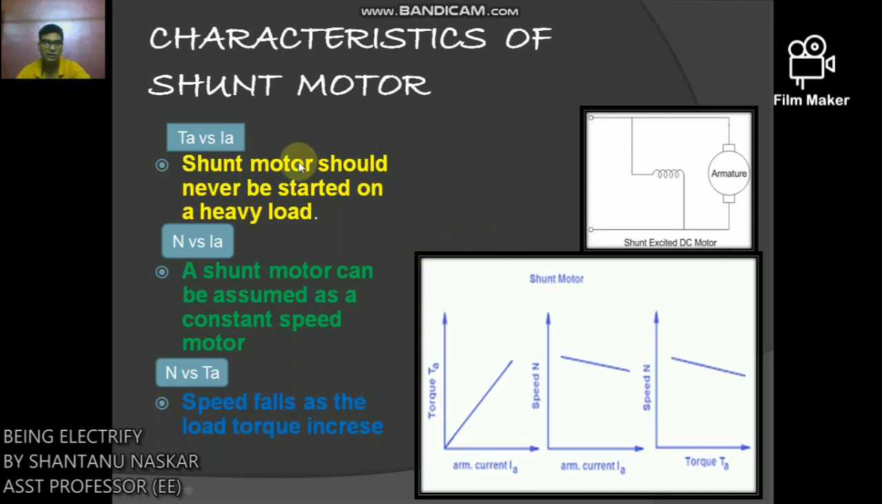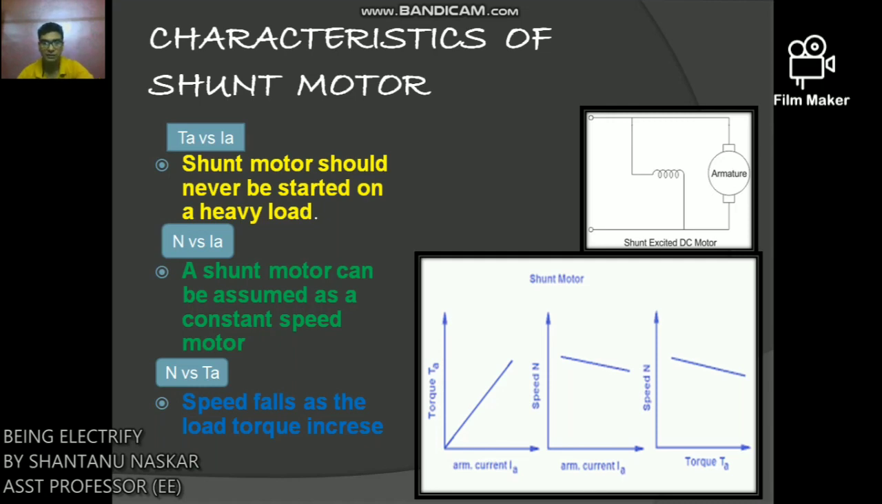Now comes the conclusion. So what is the conclusion? Number one, there is a slight change in the speed of a shunt motor from no load to full load. Hence, it is essentially a constant speed motor. That's why a shunt motor is called a constant speed motor. And number two, the starting torque is not high because torque is proportional to Ia. In a series motor, the torque is proportional to Ia square. In a shunt motor, starting torque is proportional to Ia.